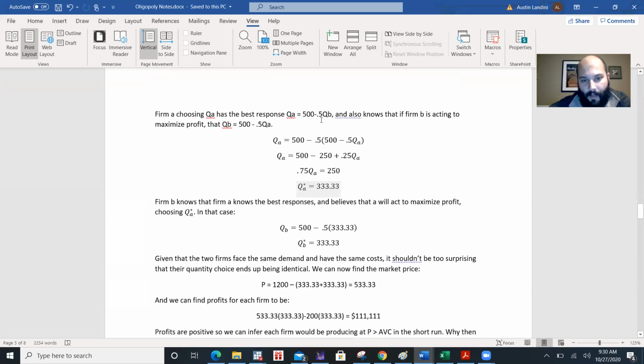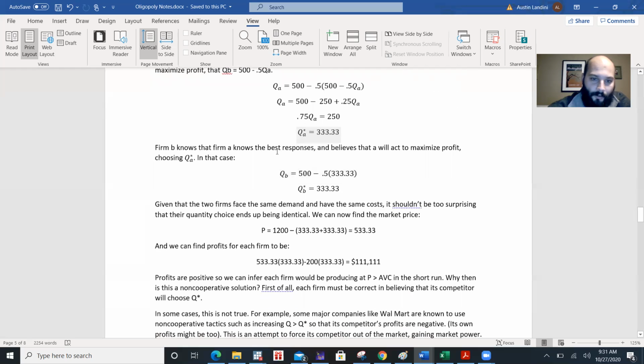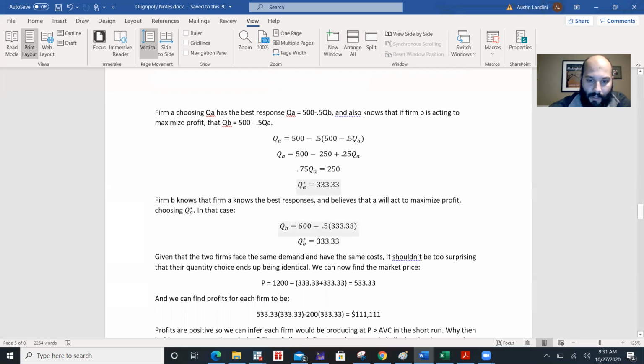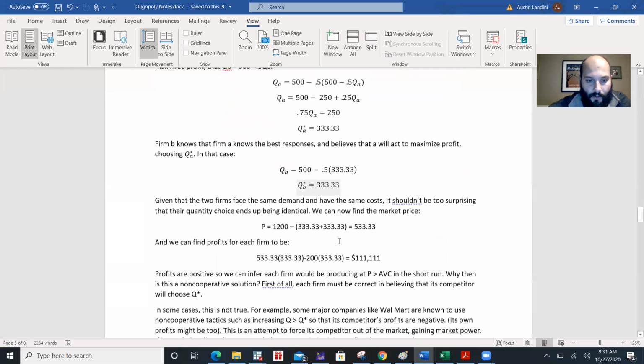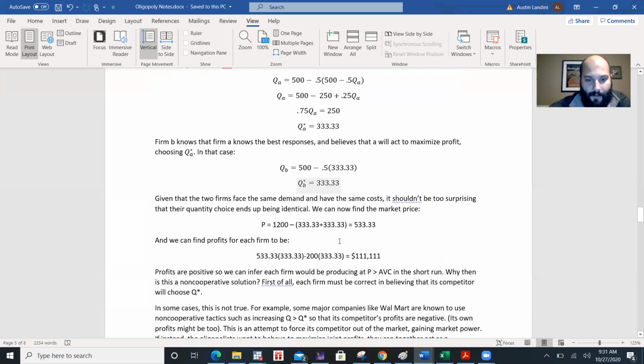We could do the same thing. We know that QB is 500 minus 0.5 QA. Firm B can anticipate QA is 500 minus 0.5 QB. So they could plug it in just the same. We would get this. Or we also know using the best responses that QB will be 500 minus half QA and get it this way. And given that the two firms have the same demand and the same costs, it shouldn't be too surprising that in this case, they're going to produce the same quantity.